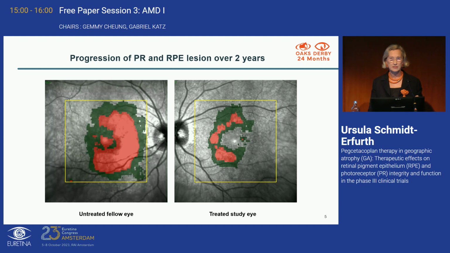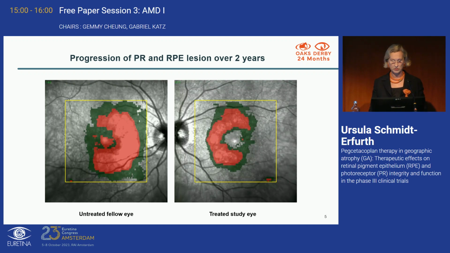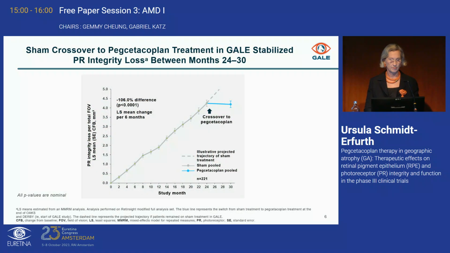You can also understand how GA works. It really starts with the photoreceptor alteration, which is then followed by the RPE loss. And look on the left eye, which was treated, how much slower the progression is, particularly at the level of photoreceptor degeneration, which also keeps the RPE lesion small, and here can also maintain the fovea.